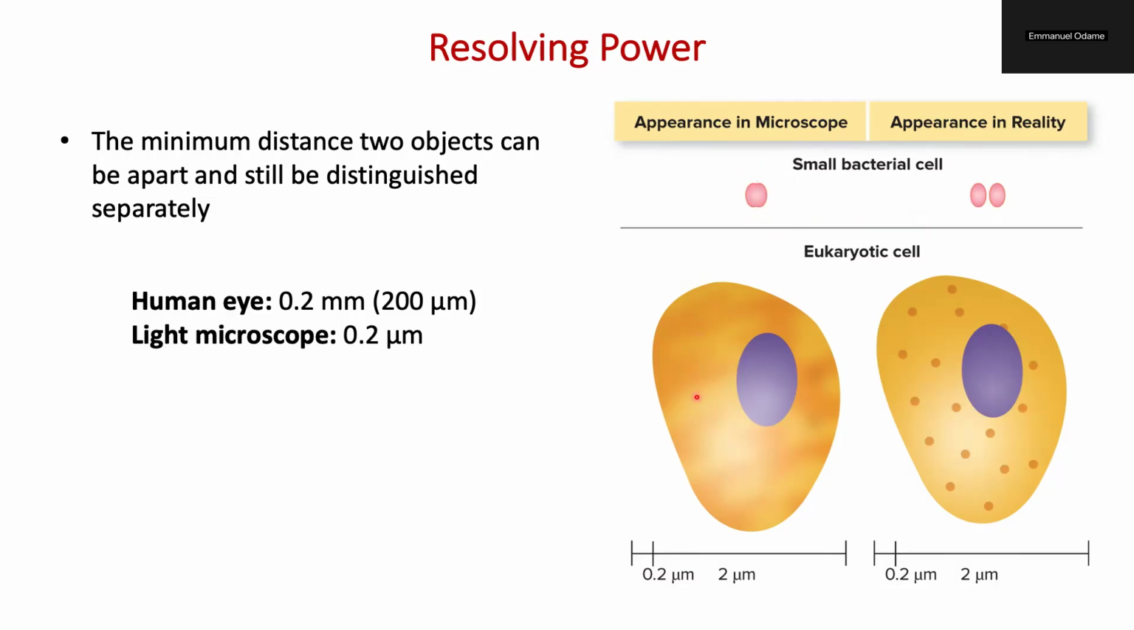One prime example is this. These look fuzzy, as if there are no cellular structures within this cell, but in reality there are structures. So resolution helps you separate everything, from the fuzzy state to a clearer state.